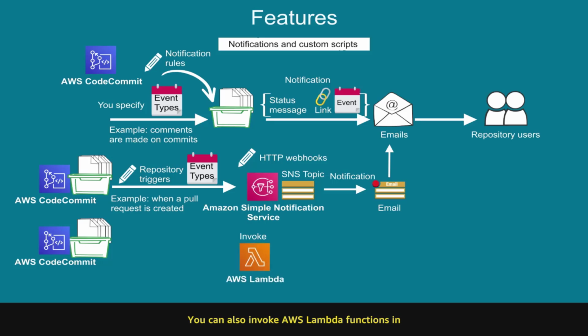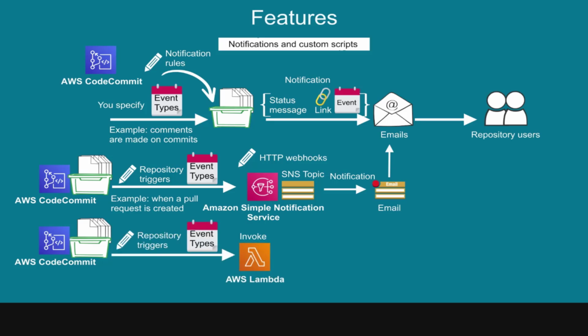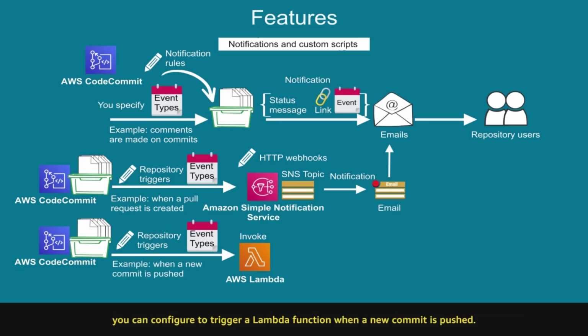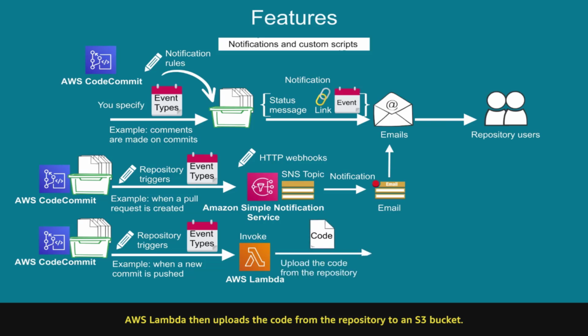You can also invoke AWS Lambda functions in response to the repository events you choose. For example, you can configure a trigger for a Lambda function when a new commit is pushed. AWS Lambda then uploads the code from the repository to a S3 bucket.